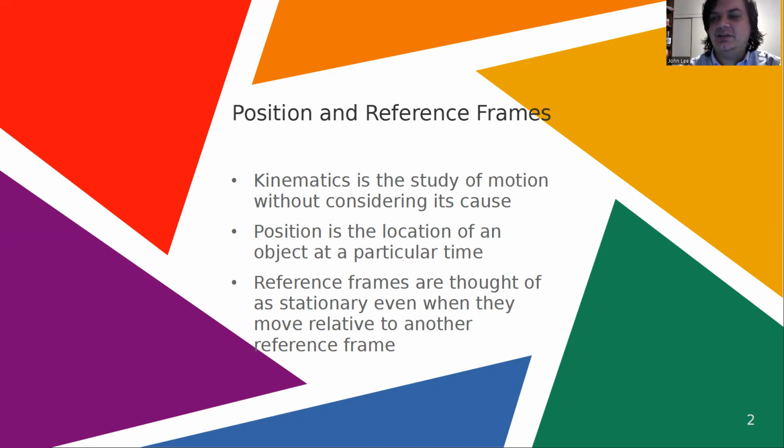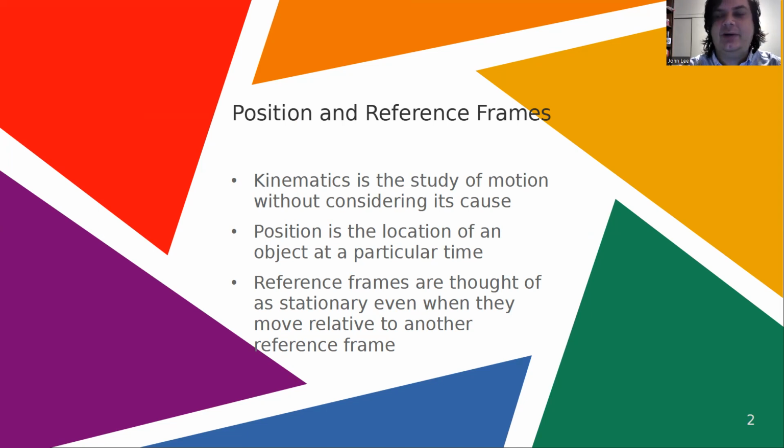So, position is the location of an object at any particular time. You can say that you're 5 feet away from the door, or 5 feet to the north of the door, or 5 kilometers north of campus. And all of that is giving a position. But what we need to talk about when we talk about position is reference frames, because different reference frames are going to give you different positions.